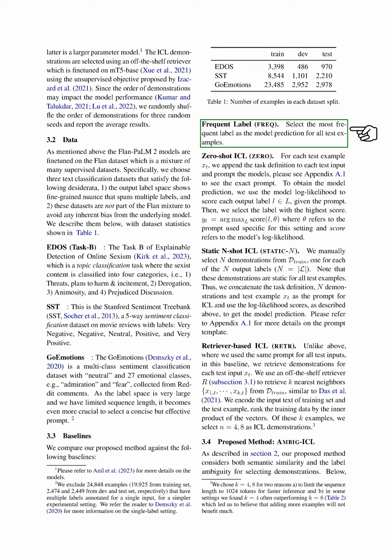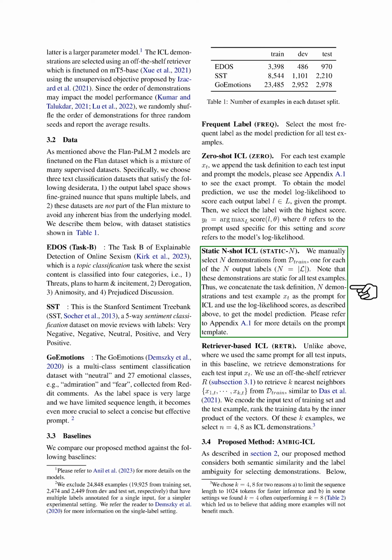We used several baseline methods for comparison. The first is the frequent label method, where we simply choose the most common label as the prediction for all test examples. The second is the zero-shot ICL method. Here, we add the task definition to each test input and prompt the models. We then use the model's log likelihood to score each output label given the prompt, and choose the label with the highest score.